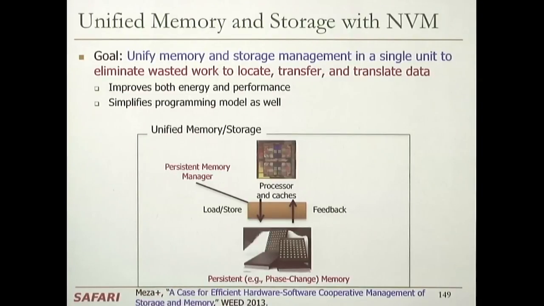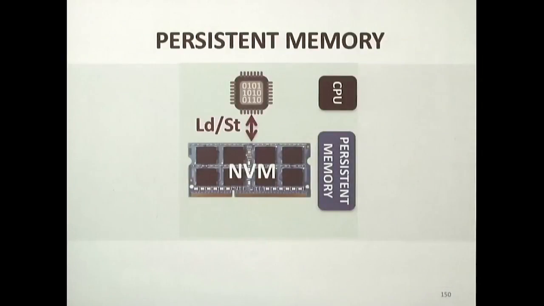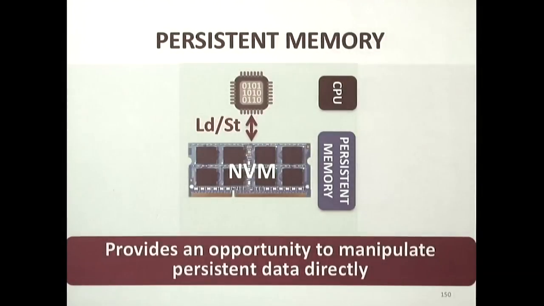And I'll show you some examples that show that this improves both energy and performance and simplifies the programming model. Well, I'm not going to show you examples with the simplified programming model, but I'm going to show you an example of the programming model. Basically, you can manipulate persistent data directly. Let's say you don't have a file. You say this is a persistent array, and I'm going to update that array. And it's going to stick forever, as long as I don't update it again. That sounds nice, right?